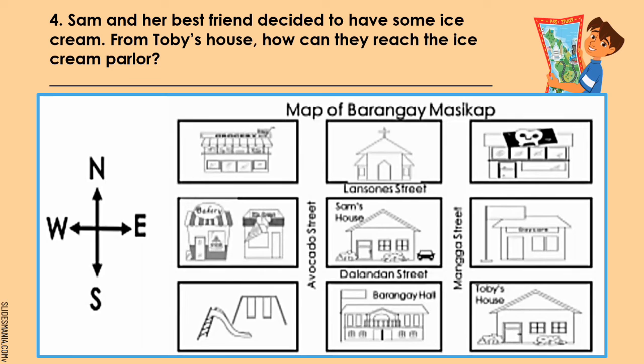For question number 4, Sam and her best friend decided to have some ice cream. From Toby's house, how can they reach the ice cream parlor? Correct. Go straight to the Landan Street at the corner of Avocado Street.